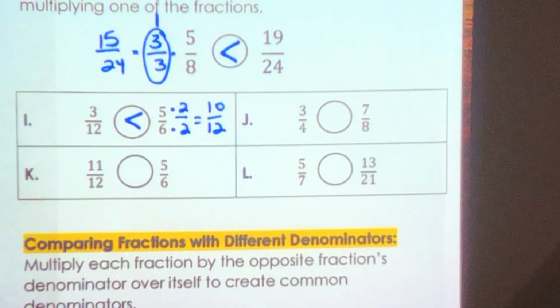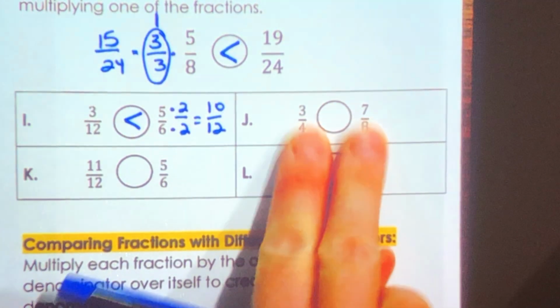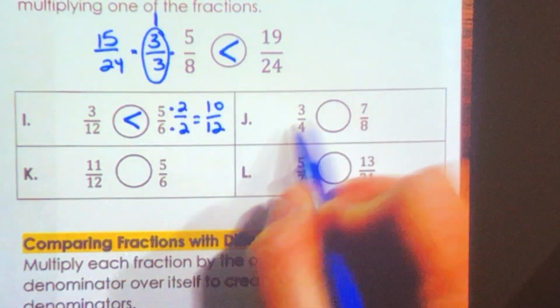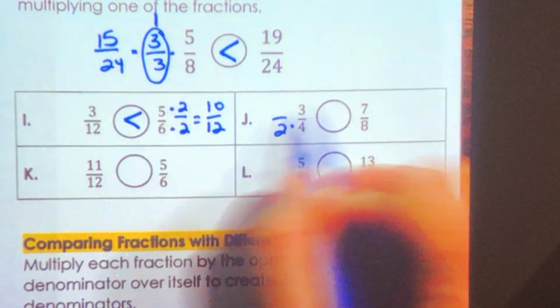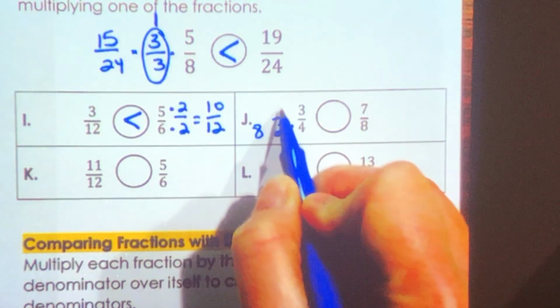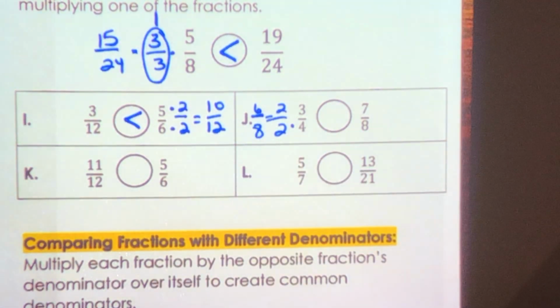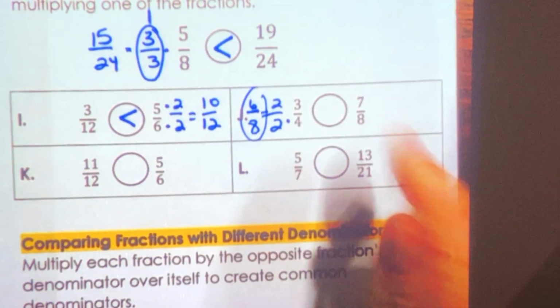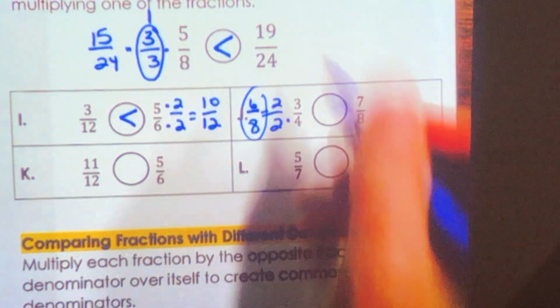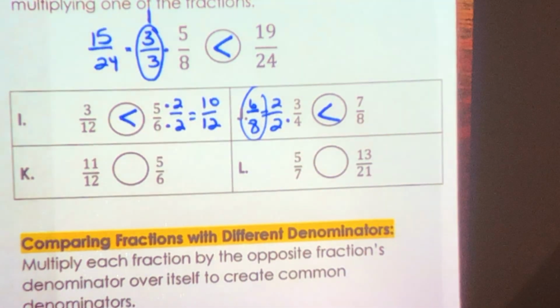All right, 3/4 and 7/8. Not the same numerator, not the same denominator. I can multiply 4 by 2 to get 8. And I can multiply 3 by 2, so I have an equivalent fraction. So what I'm really comparing here is 6/8 with 7/8. Same denominator, greater number of pieces wins.